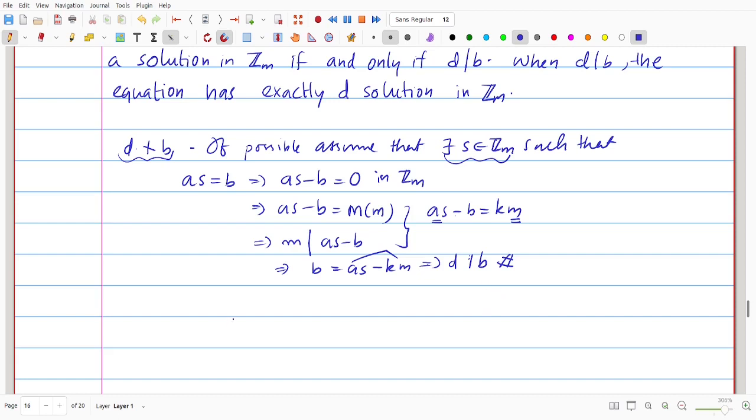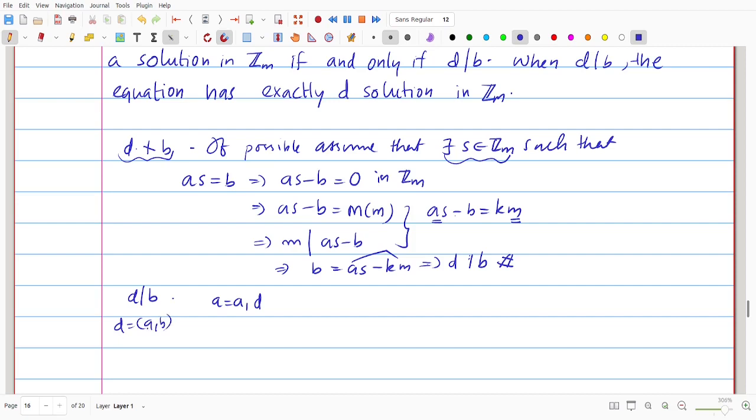Okay. Conversely, suppose that D divides B. We will prove that if D divides B, then there is a solution. If D divides B, then you write this A is equal to A1D, because D is the GCD of A comma M.